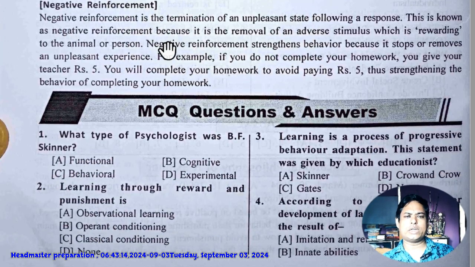Negative reinforcement is the termination of an unpleasant state following a response. This is known as negative reinforcement because it is the removal of an adverse stimulus, which is rewarding to the animal. For example, if you don't complete your homework, you give your teacher ₹5. So this is the punishment. You will complete your homework to avoid paying ₹5, thus strengthening the behavior of completing your homework.